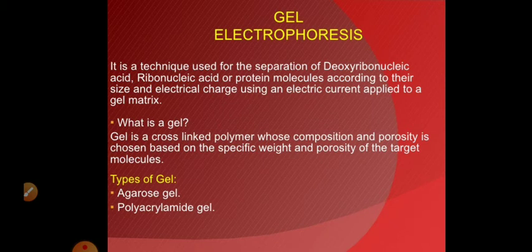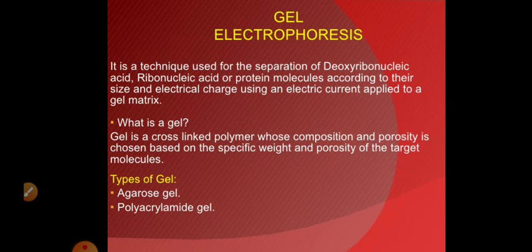So yesterday we discussed paper electrophoresis. Now let us discuss gel electrophoresis. Gel electrophoresis technique is used for the separation of deoxyribonucleic acid, that means DNA. So, gel electrophoresis is used for separation of DNA, RNA, and protein molecules, and separation occurs according to their size and electric charge under the influence of an applied electric field in a gel matrix. So here the supporting medium is a gel. Separation of RNA or DNA or protein under the influence of electric field will occur in a gel matrix.